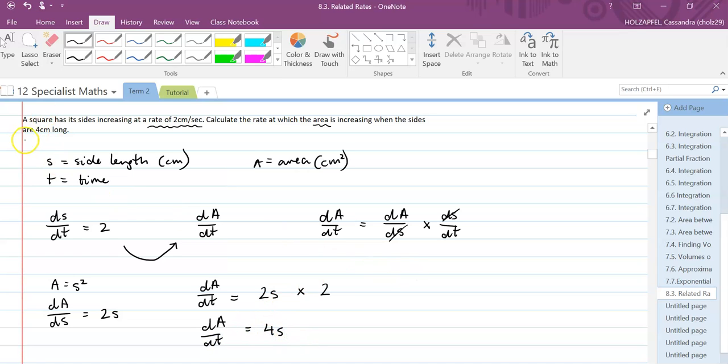Now the last piece of information that we know is that the sides are 4 centimeters long. So let's substitute this into our equation. So dA/dt is going to be equal to 16 centimeters squared per second. So that's how we use related rates and the chain rule in order to solve these kinds of problems where we have areas or volumes or side lengths that are increasing or changing at particular rates, and we're trying to find another rate that is related to that original rate.